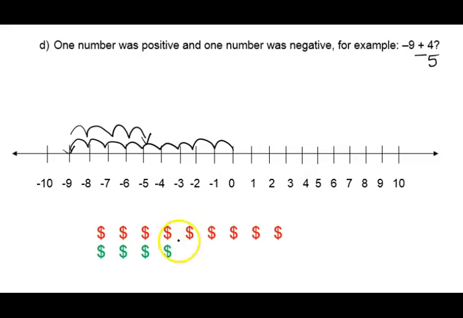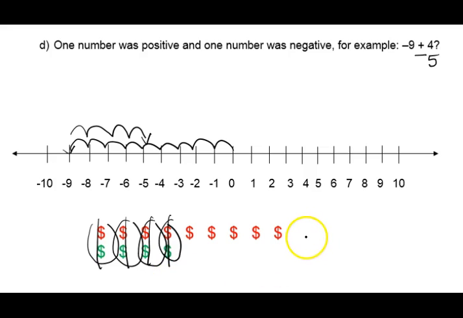Or if using the money situation, we would have 9 red dollars representing we owe $9. And we have $4. So we are able to pay back those $4. They cancel out, zero pair, but we still owe $5, or we're still in debt $5. Red money represents a negative integer. Let's come up with a pattern for this situation.